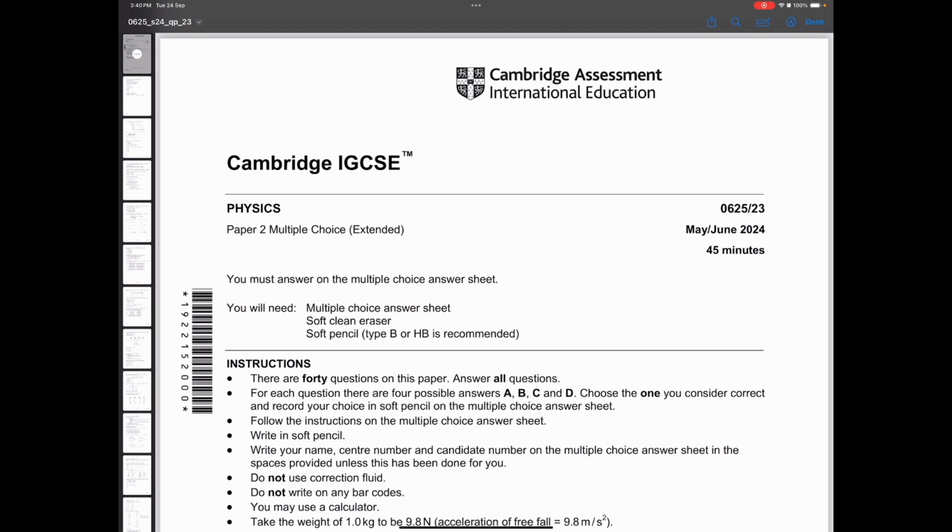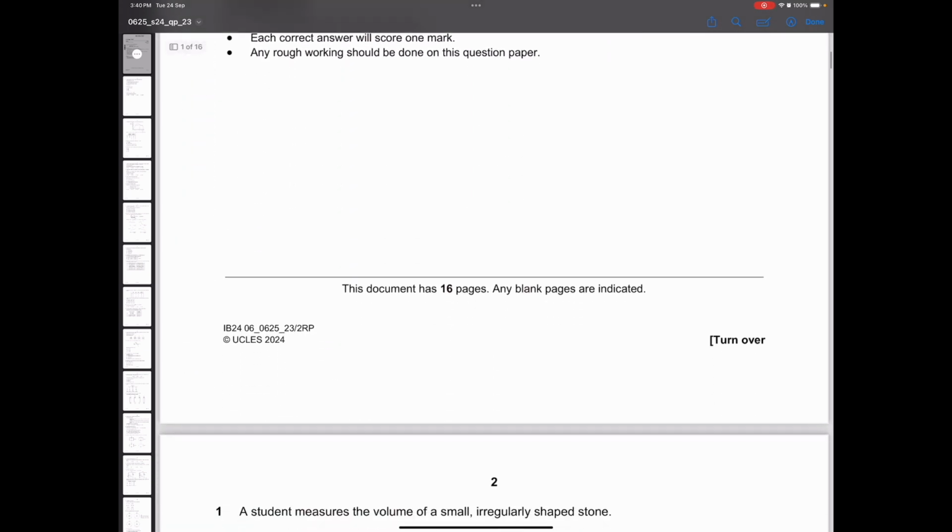Today we are doing IGCSE Physics May June 2024 MCQ paper, that is paper 23. Now, let's start with the first question.